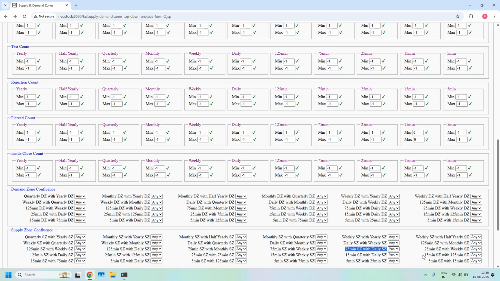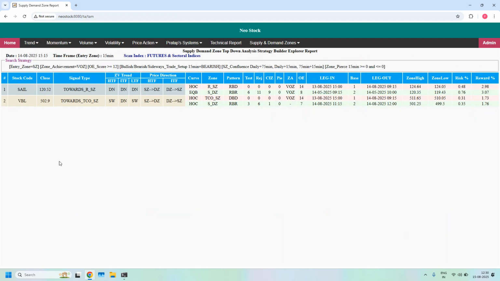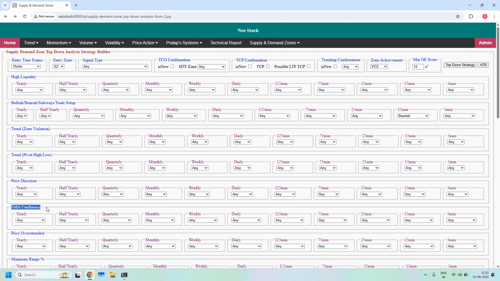By enabling all the 3 filters, we got 2 stocks. In these 2 stocks, these 15 minute supply zones are overlapped with the 75 minute supply zone, both together again overlapped with the daily supply zone. And daily trend is down in only 1 stock. So that's why let us verify this stock for any daily supply zone having daily EMA confluence. And also the trend on the daily should not be sideways. It should be downtrend because it is a bearish trade setup.